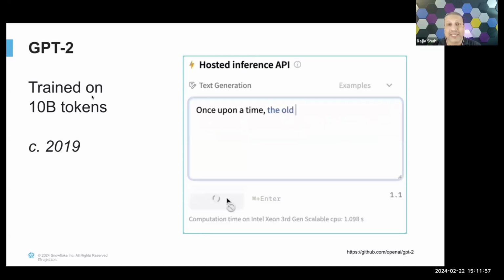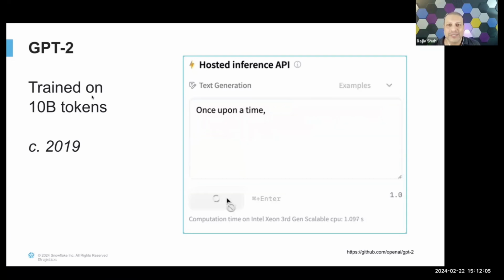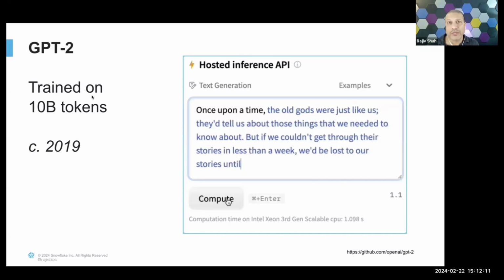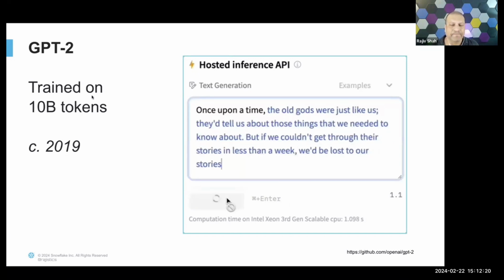For me as a practicing data scientist at the time, I was like, time series is much more interesting, much more impactful. This is cute, but how many companies need somebody to write fictional stories for them? But even this model here was not easy for OpenAI to build. It was trained on something on the order of 10 billion tokens. And we'll talk a little bit more about all of that data.